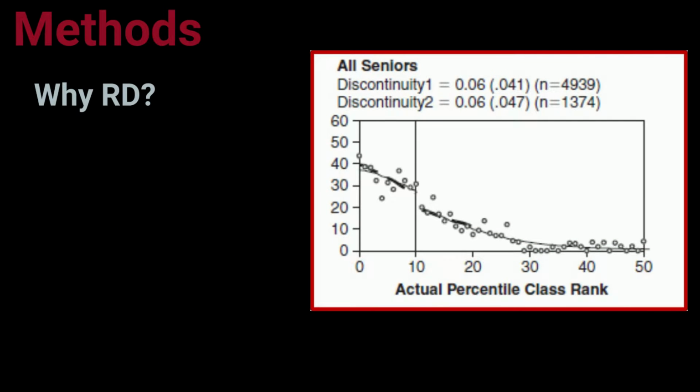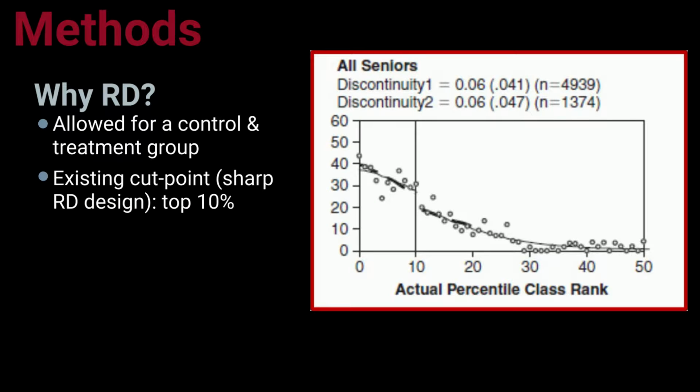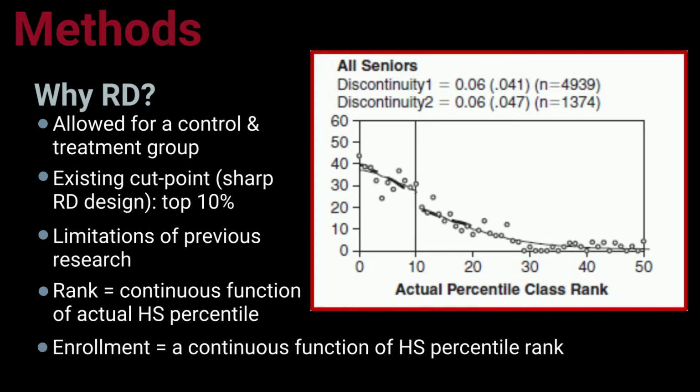The authors stated that they used the regression discontinuity design because the design allowed for a control and treatment group with an existing cut point, allowing for a sharp RD design. And the top 10% rule, which they cited, were limitations of the previous research. So rank is a continuous function of actual high school percentile, and enrollment is a continuous function of high school percentile rank. So previous research and limitations, this design, the RD design, could potentially address.